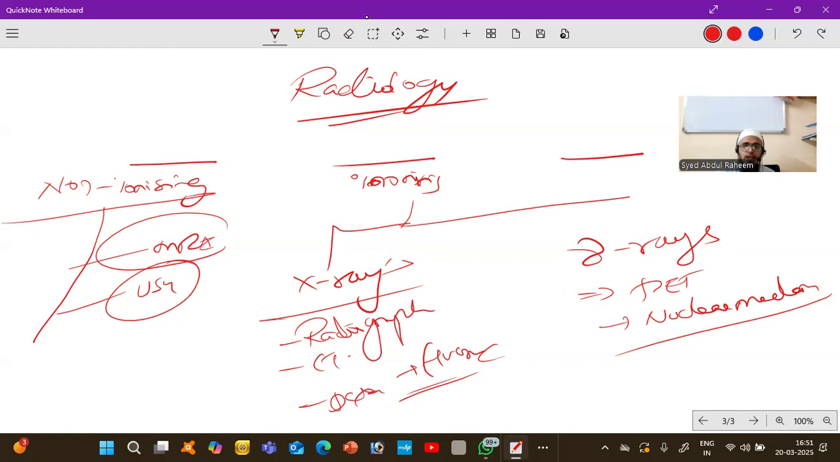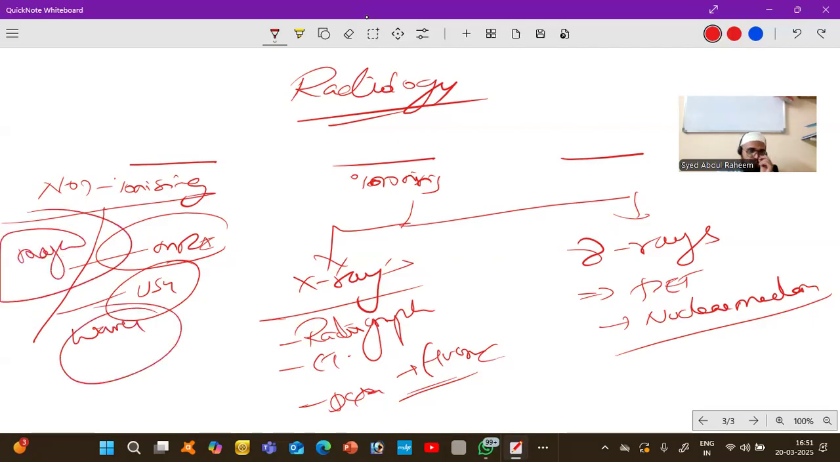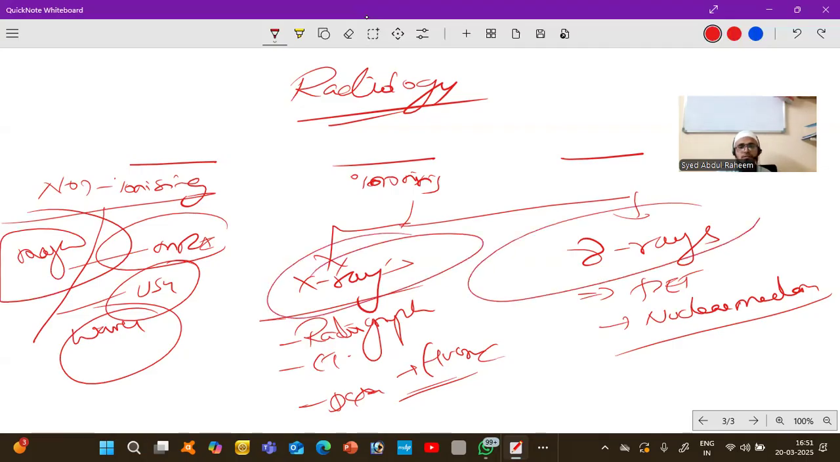In the ionizing, you are utilizing rays, infrared rays, whatever different types of rays; we will discuss when we discuss the X-ray topic. But in non-ionizing, you are using waves and magnetic resonance. Here you are using rays or different types of rays. That is the basic difference you have to remember.